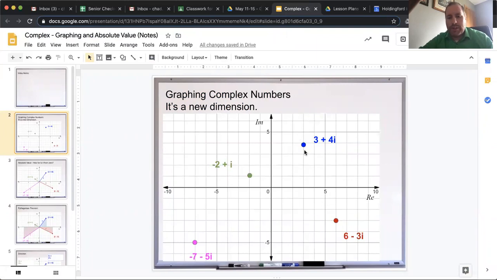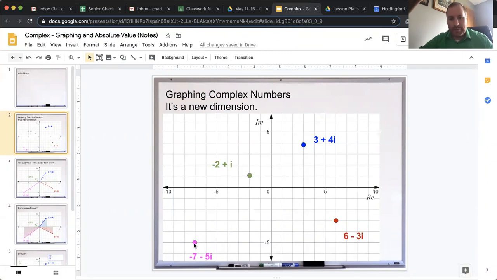So like here, if we wanted to graph just the number 3, that'd be over 1, 2, 3, right here. But if we want to graph the number 3 plus 4i, here's 3, and then we have to push into the new dimension 4i. So there's 3 plus 4i, that's here. And you can see the other ones as well. -2, up 1i, plus 1i. -2 would be just on this axis here, right? It'd be right here at -2.